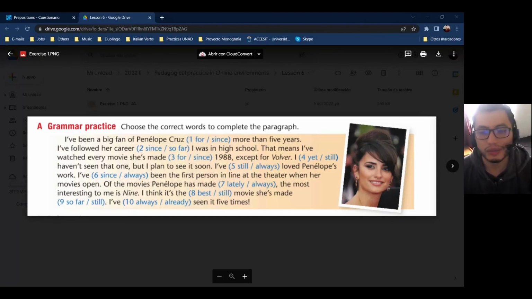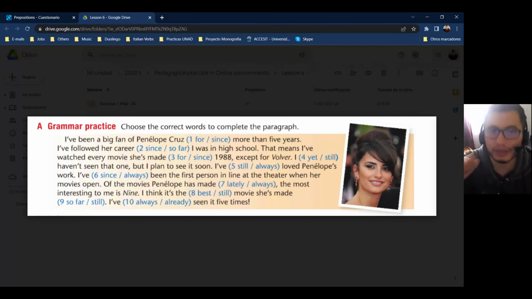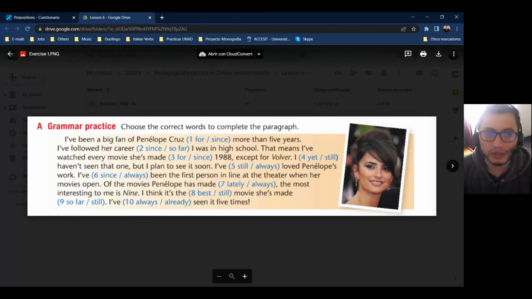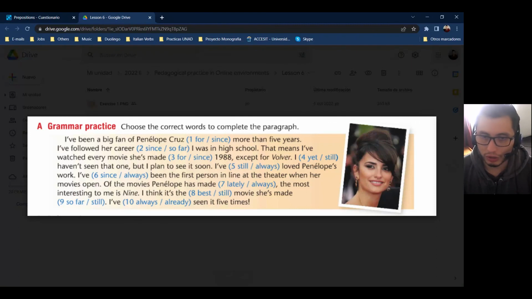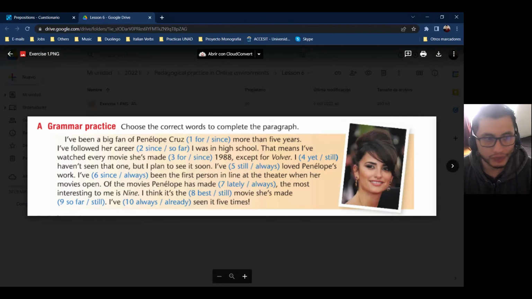Okay, guys, I hope that you have done it well, and now it's time for you to receive the feedback. Try to check if you did it well and mark an X if you didn't do it well, right? So let's go. "I have been a fan of Penelope Cruz for more than 5 years." 5 years is a period of time, so it goes with "for."